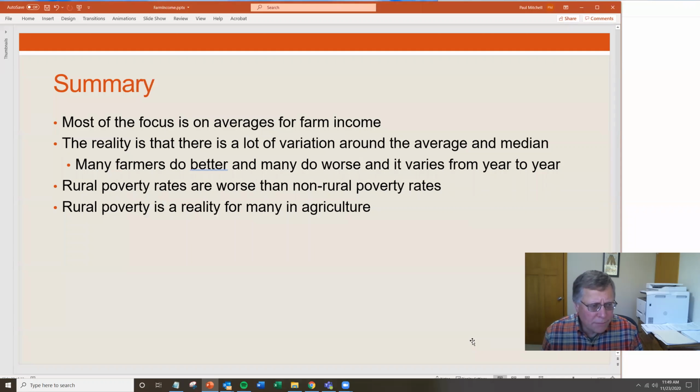So most of the focus is on the averages in farm income or the aggregate farm income. The reality is there's lots of variation around these averages and the median. Many farms do better than this average and many farmers do worse, and it varies from year to year. And really, I'd like you to think about how rural poverty rates are worse than non-rural, metro poverty rates. But for many people in agriculture, rural poverty, low income is a reality.